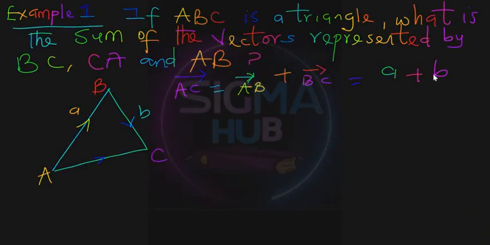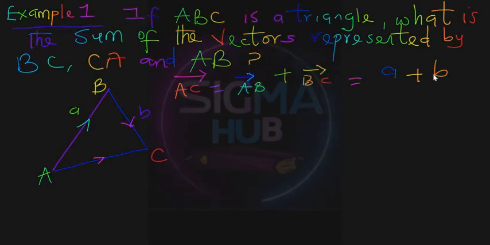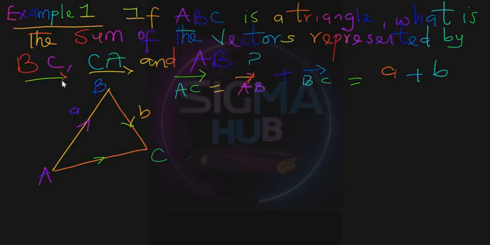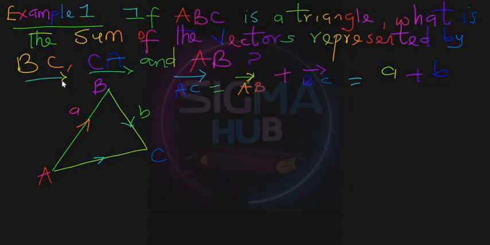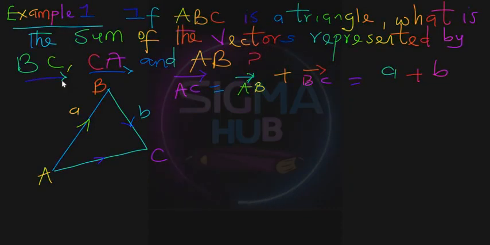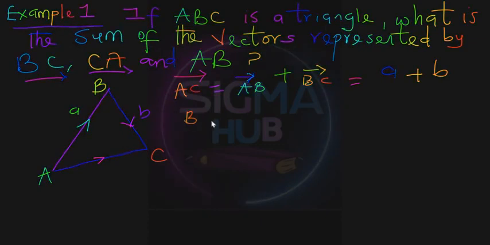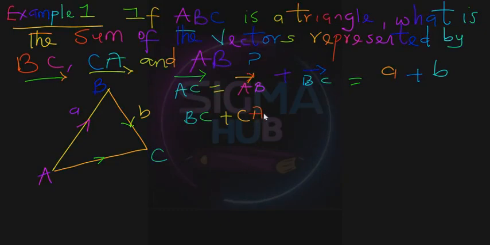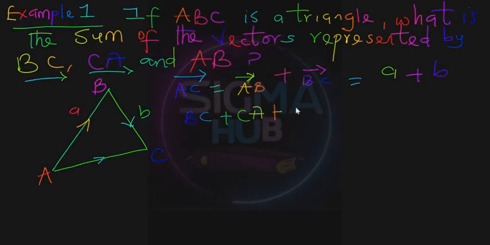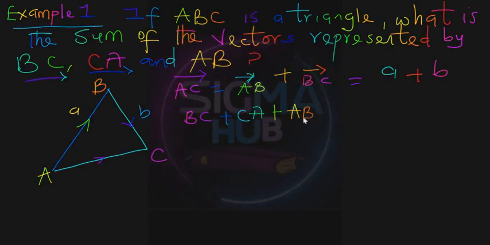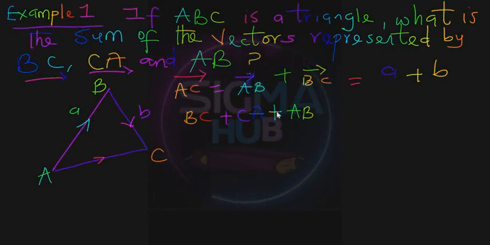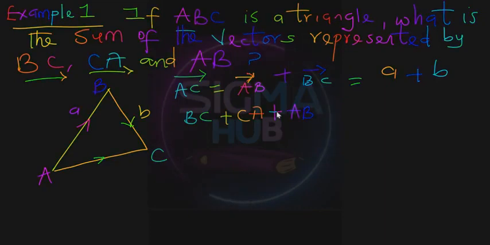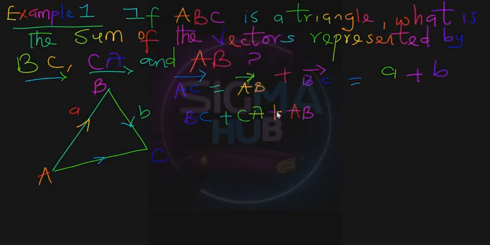Now we are to add up BC plus CA, then plus AB. So this is what we are to add up together, and the result is what we are going to be presenting.